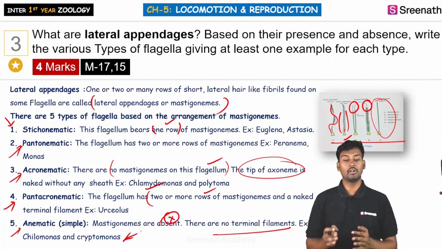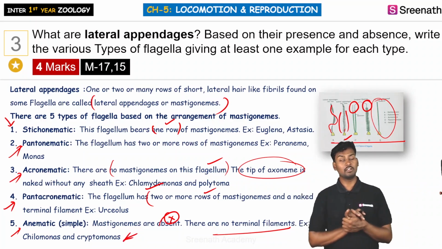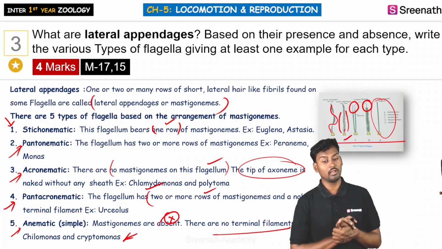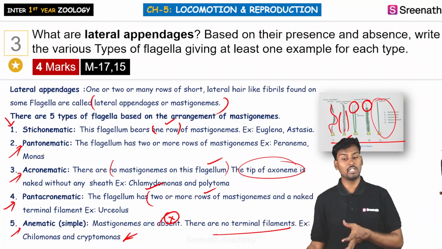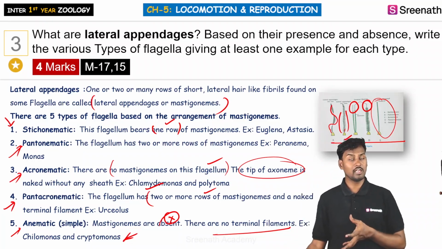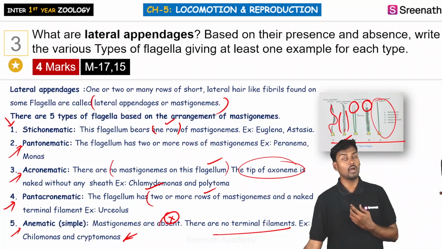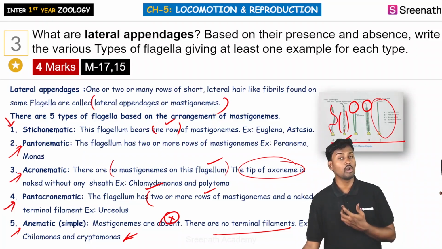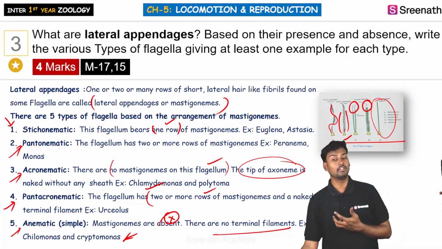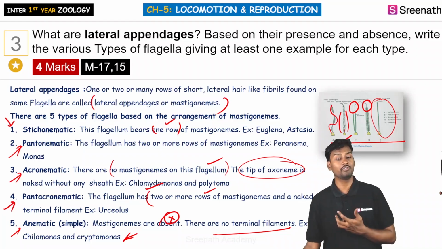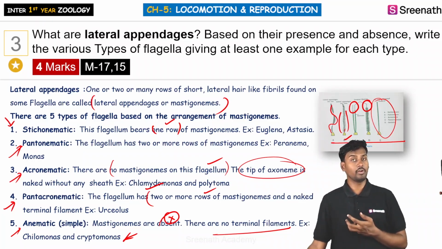So here, these are the ones which are generally discussed based on the lateral appendage, that is mastigonemes, which are generally the type of flagella. We can divide them based on how many types of this lateral hair-like structure, that is fibrils or the short structures, are generally present on the filament, that is the flagella.